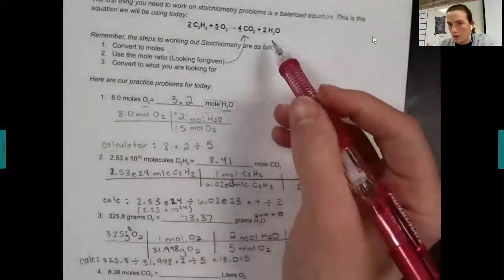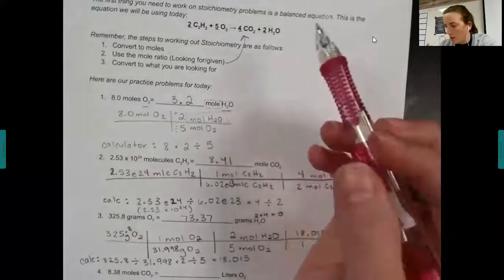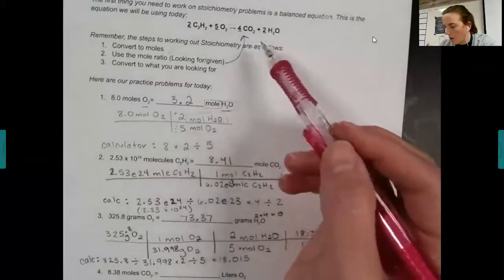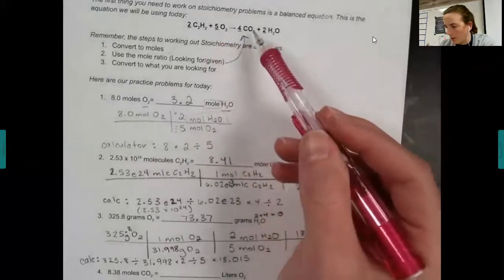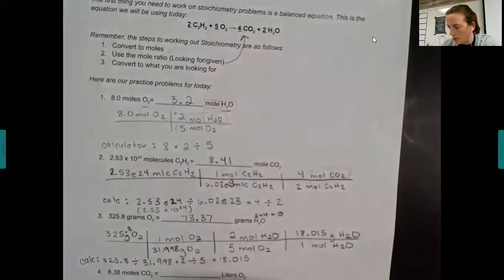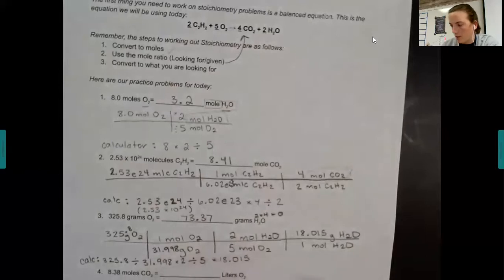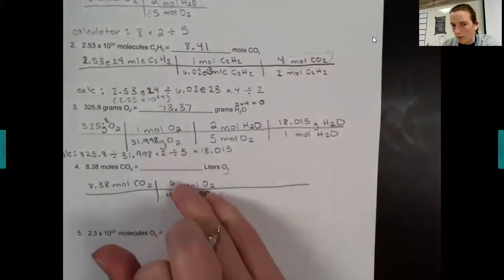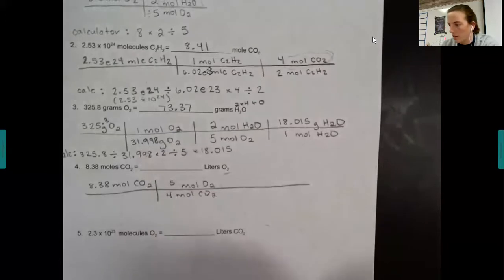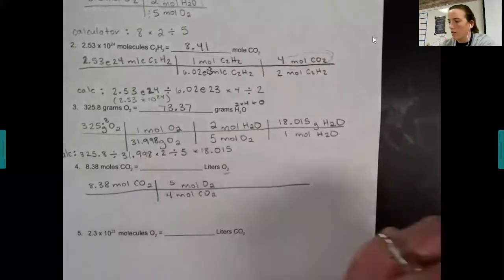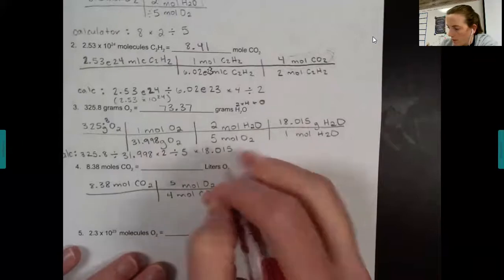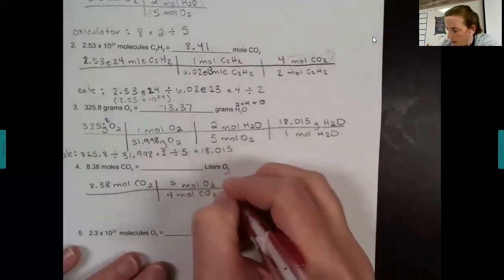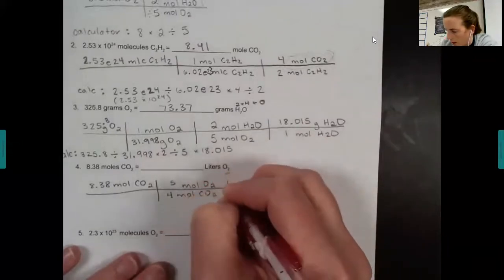We're going to come back to our equation. All right, and so our equation says for every 4 moles of CO2, we're going to have 5 moles of oxygen. Okay, so that's what I have written here: 4 moles of CO2 for 5 moles of oxygen. All right, so that's step number 2, check.